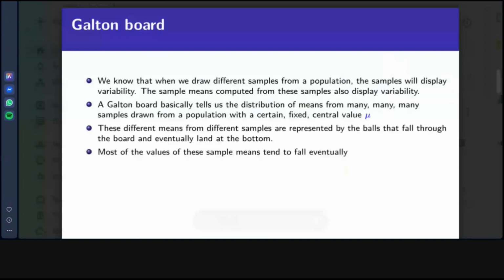You also note that a Galton board has a center, right? That's where all the balls fall in, right in the middle. So there's a fixed central value on the Galton board.